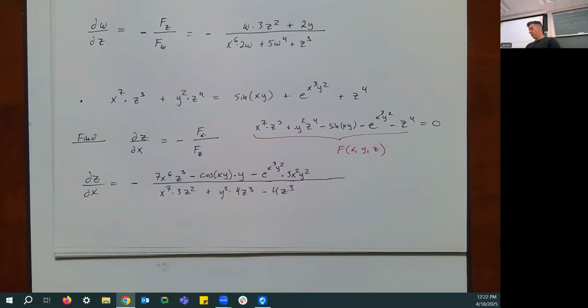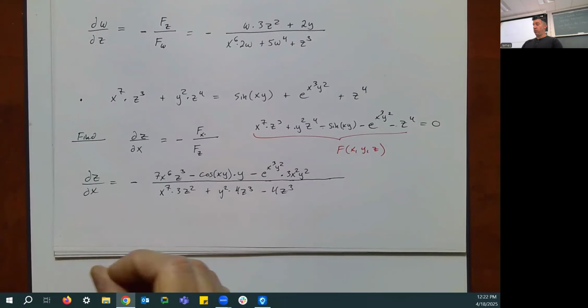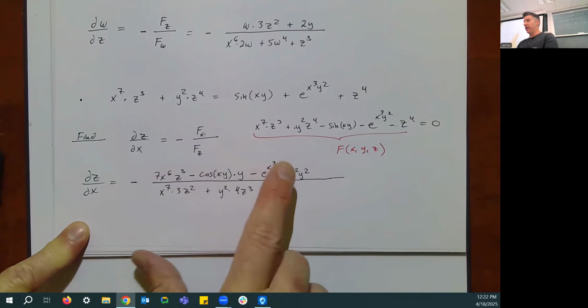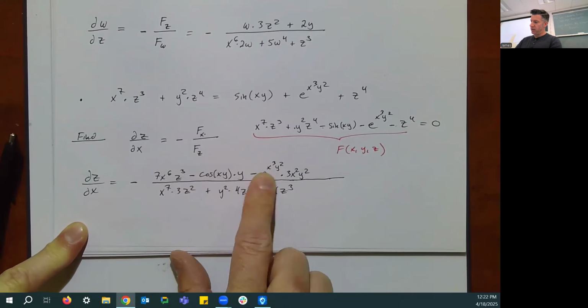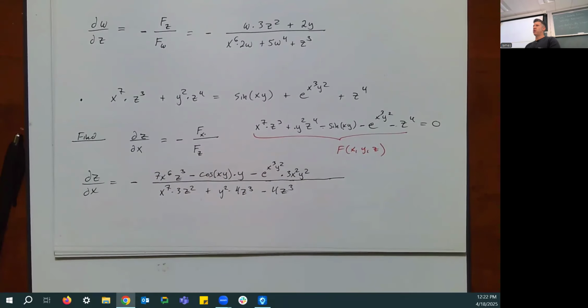I don't recommend distributing the minus sign to either the top or the bottom, but you could if you wanted to. But it wouldn't just go to one term. It would be the negative of this, and this. So it'd be negative 7x to the 6th z cubed plus cosine of xy times y plus e to the stuff times 3x squared y squared. Normally, if you were going to distribute it, you would pick the top, but either choice is correct. Not both, though. If you distribute the negative to the top and the bottom, you're multiplying by negative 1 over negative 1, which is like multiplying by 1. So only the top or only the bottom, not both.